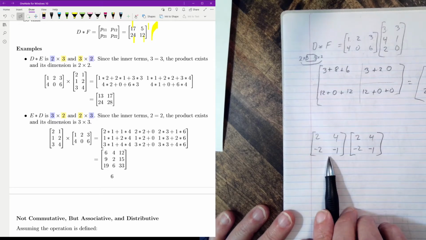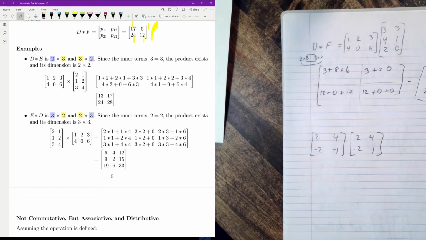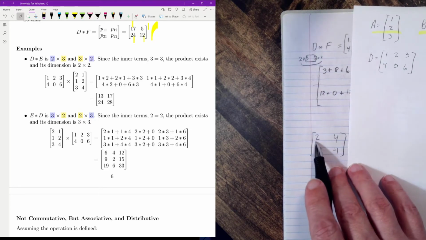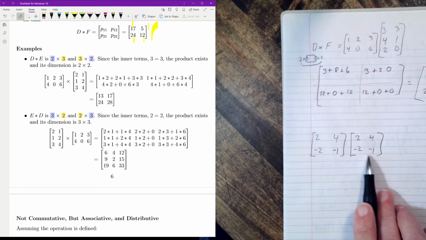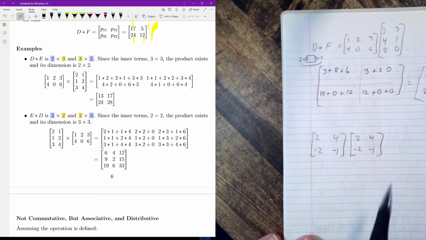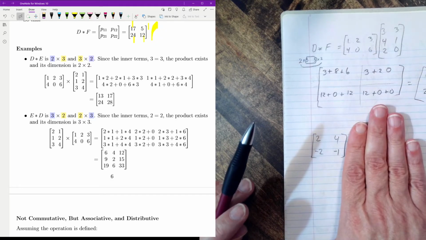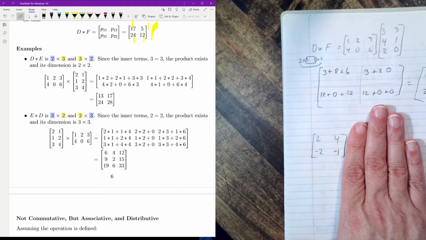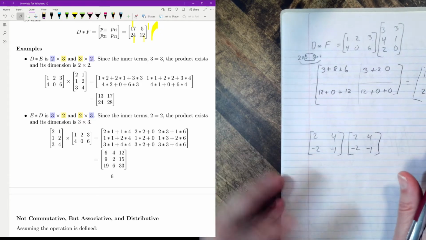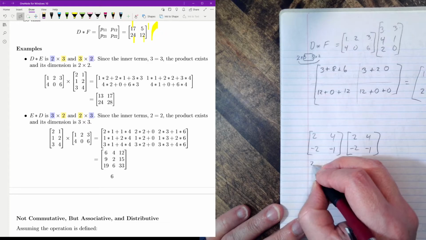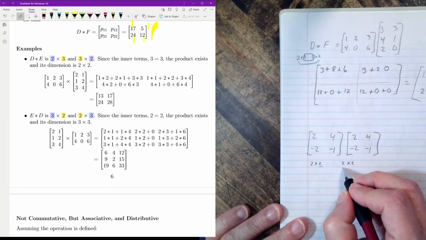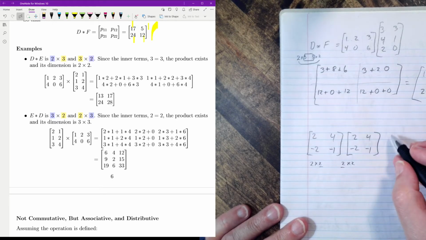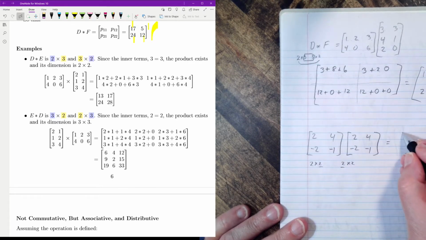If you'll notice, looking at this matrix, we've got 2, 4, minus 2, minus 1. So this is basically taking this matrix and squaring it. You're multiplying it by itself, which is the equivalent to a square. We can certainly do that. This is a 2 by 2 and a 2 by 2. The inner terms are 2 and 2. We know we can do the operation. The output is going to be a 2 by 2.